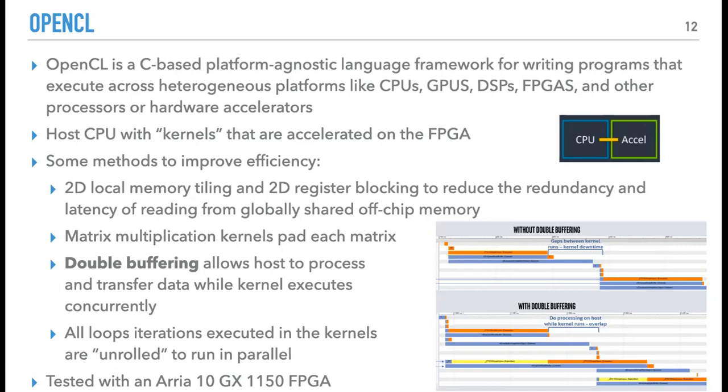And then there's a bunch of methods that you can use to try to improve the efficiency. So for instance, one of them that I'll mention is this idea of double buffering, which allows the host to do processing, and usually the big thing is transferring data, while the kernel executes on the current batch of data concurrently. And so this actually allows you to reduce the resources because you're able to keep the kernel running continuously rather than having a gap where you're waiting for the host to process data and then to transfer it.